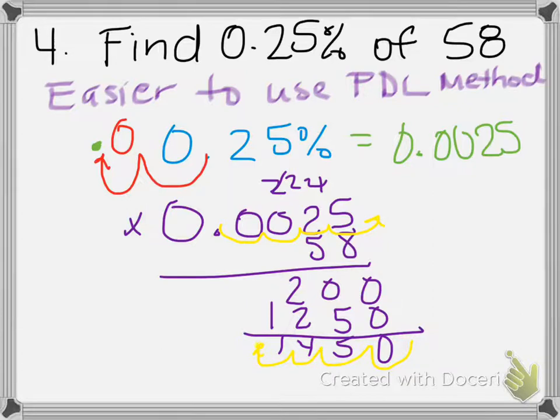All right, we get 1450, and then we need to go out 1, 2, 3, 4 spaces, and we need to come back in 1, 2, 3, 4 spaces on the bottom. So that makes our final answer 0.145. Notice I did not put that 0 there at the end because that 0 gets dropped. And also notice I had a leading 0 on the front.